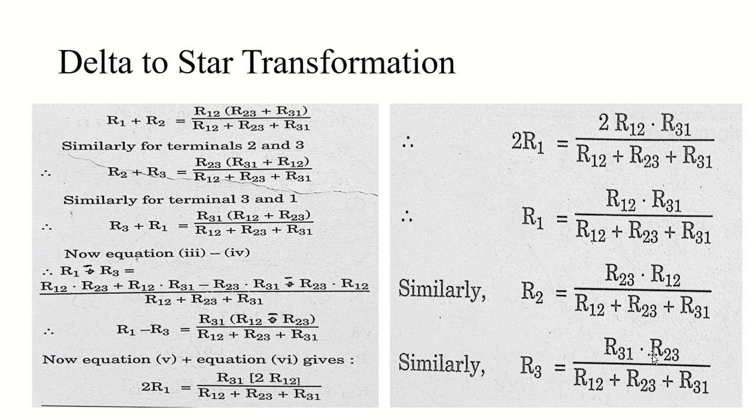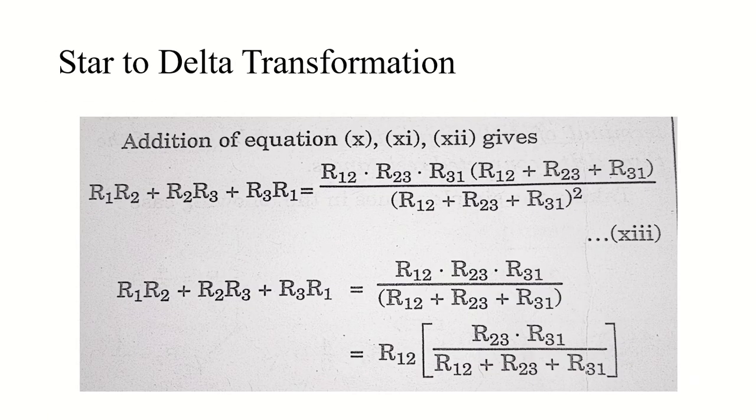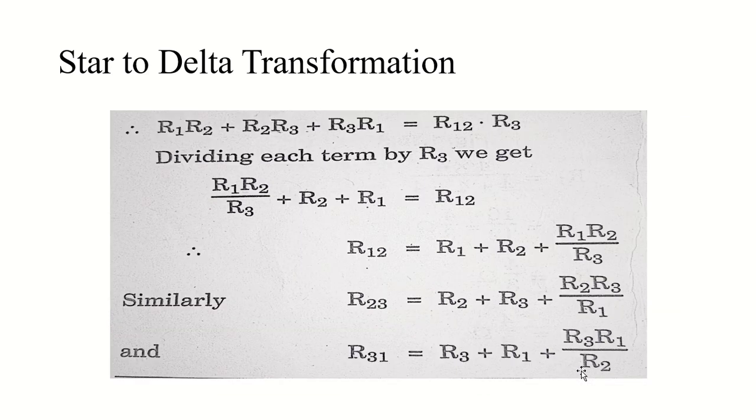It is r31 into r23 divided by here only, see, on the bottom right corner. So r3 is equal to r31 dot r23 divided by r12 plus r23 plus r31, right? Now let me come back to where we were. So r23 dot r31 divided by r12 plus r23 plus r31. So the value is similar, so can't we write r3 here? So we just wrote simply r3 instead of the whole value.